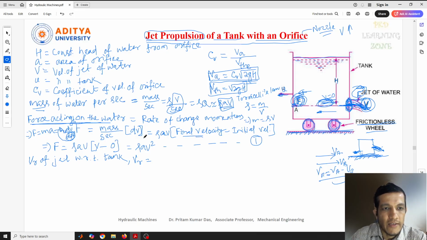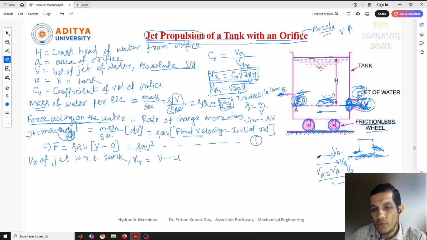Now this V, which we have written as the velocity of the jet of water, I can consider as the absolute velocity. When you calculate the relative velocity, we need to consider this as the absolute velocity. So that is V minus the velocity of the tank, which is U. So we can write V minus U and find the relative velocity.